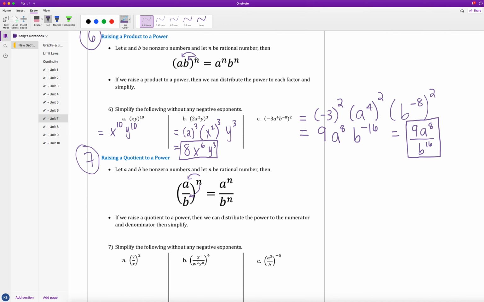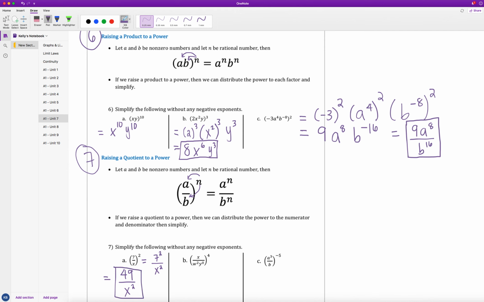So let's look at 7a. So I have 7 over x all to the 2nd power. When I distribute this, I'll get 7 to the 2nd power over x to the 2nd power. So I've now distributed my exponent to each part. And now I just want to go ahead and simplify this. 7 squared will give me 49, so 49 over x to the 2nd. And we'll be done with part A.